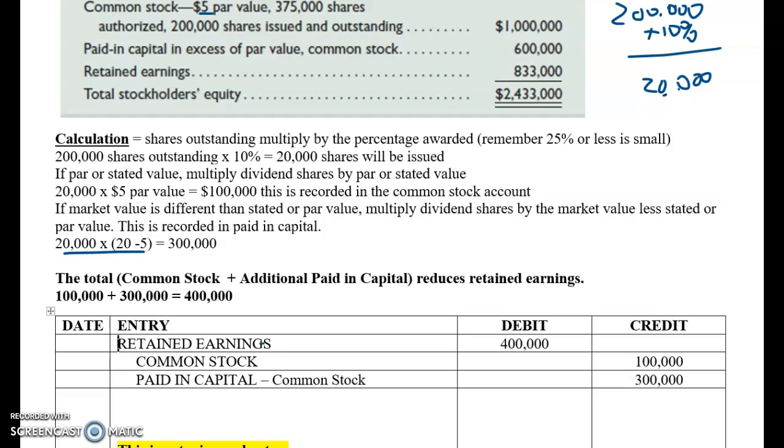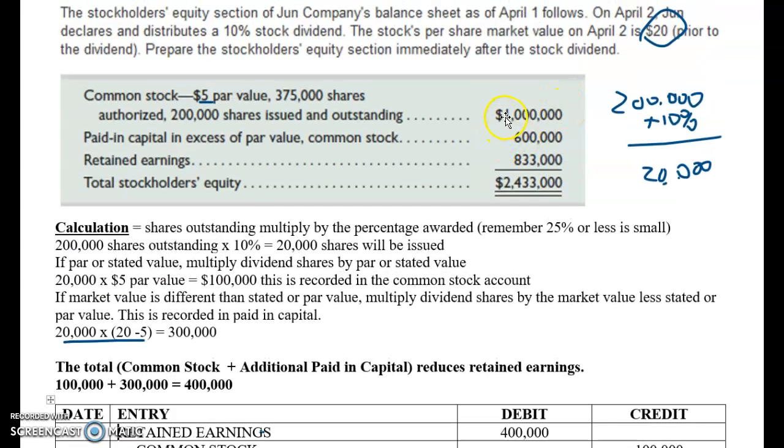So we have to take it out of somewhere, and what we do is we take it out of retained earnings. Retained earnings has a credit balance. The normal balance is credit. So when we debit, we're really pulling money out. We're lowering the retained earnings balance by $400,000. Got to come from somewhere. All right. So let's talk about how that looks on the balance sheet, right?